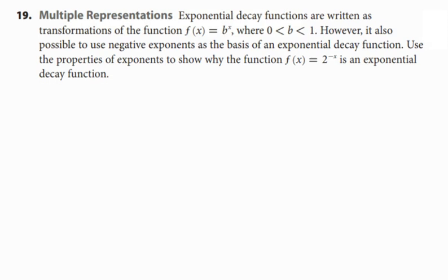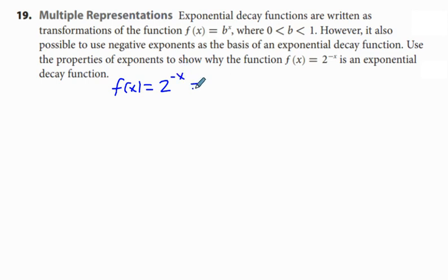Okay, last, multiple representations. Exponential decay functions are written as transformation function f of x equals b to the x, where b is between 0 and 1. However, it is also possible to use negative exponents as the basis of an exponential decay function. Use the properties of exponents to show why the function f of x equals 2 to the power of negative x is an exponential decay function. So I'm going to write this down. F of x equals 2 to the power of negative x.